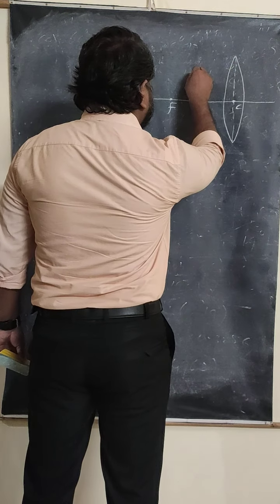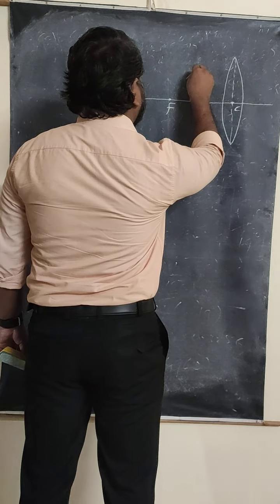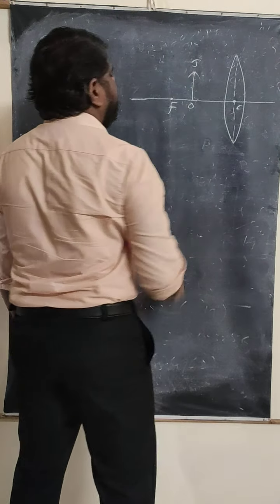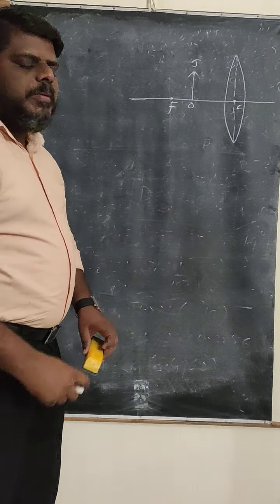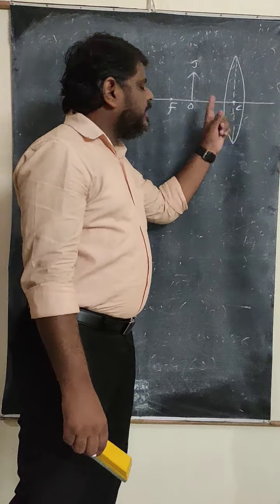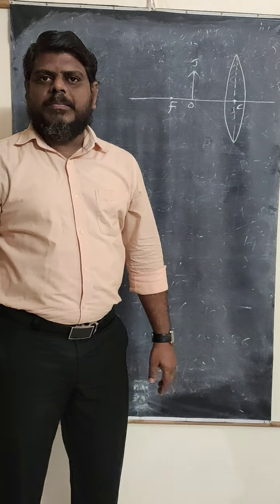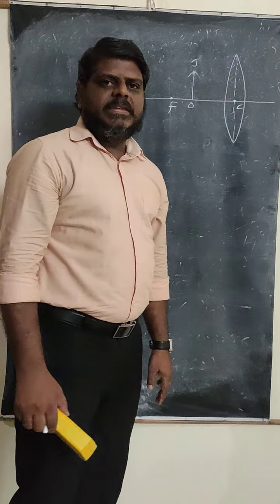Okay. Now, when I am going to refer to the working, first I am going to take an object here. This is the object. This object can be represented by OJ. The object OJ is going to be placed between the principal focus and the optic center. You must be very careful about where you place the object. So the object is placed between the principal focus and the optic center.